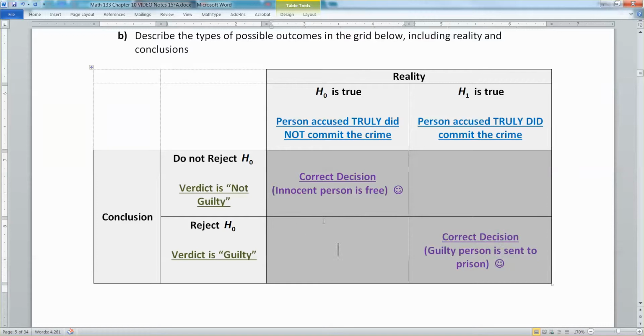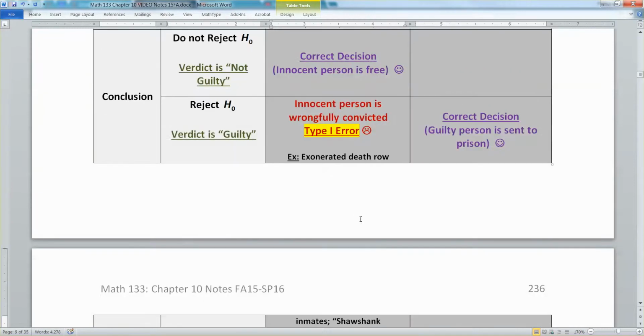All right, so let's look at the bottom left corner first. So the person did not commit the crime. They're innocent, truly innocent, but they were convicted. Okay. And unfortunately, I'm sorry to say, that happens a lot. It happens more than we would all like.